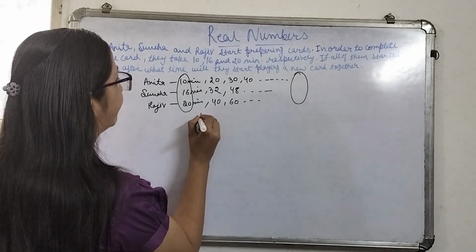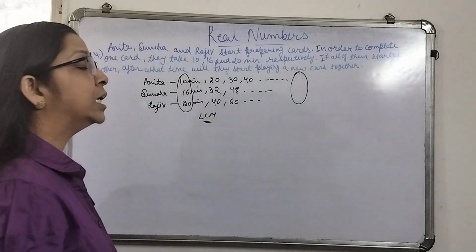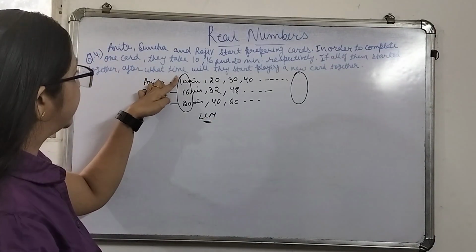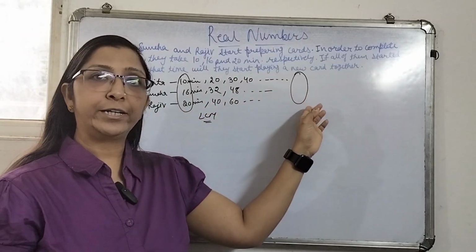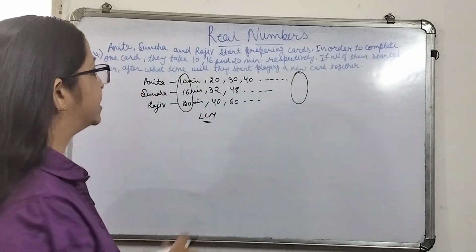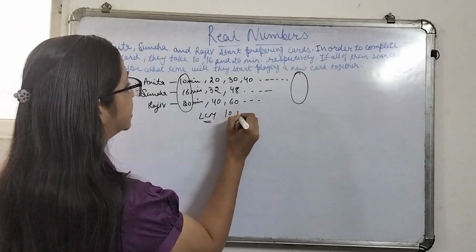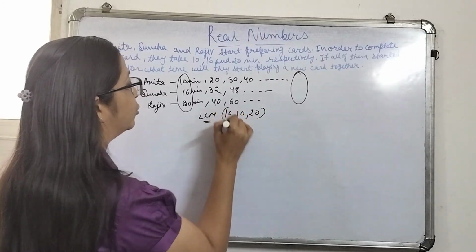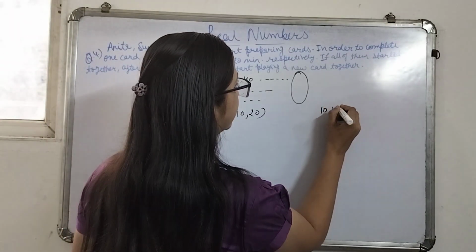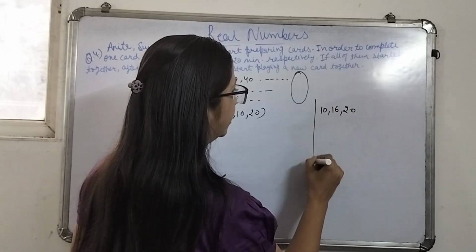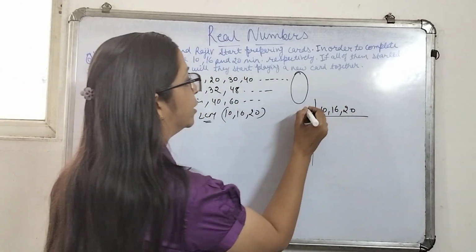That means we have to find the LCM, the least common multiple of all these three numbers. That is what is required. So how can we find the LCM of 10, 16 and 20? For finding the LCM of these three numbers, we can do it like this.